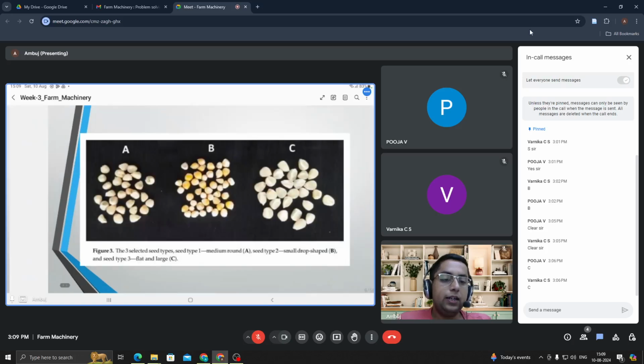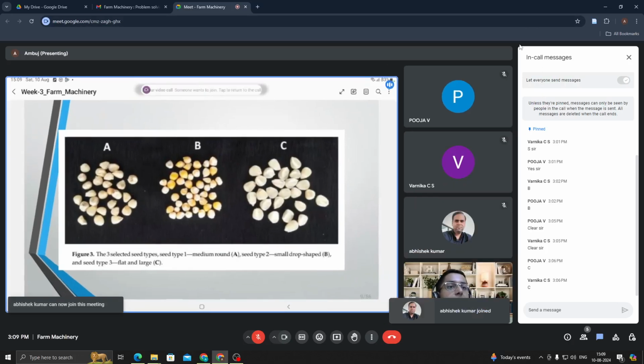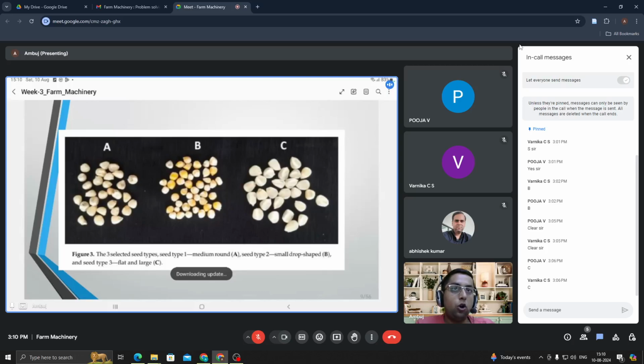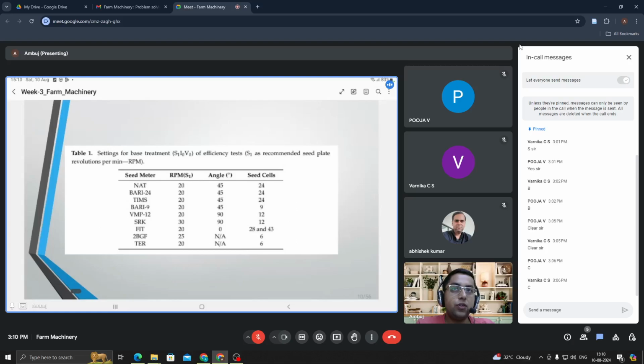Then next we will go through different types of seeds also. Seeds also have different physical properties. Some are medium round, some are small drop shaped, some are flat and large. So all these three different types of seeds we have taken. For these seeds we have decided what the different base treatments are, as well as we will go for our efficiency test.